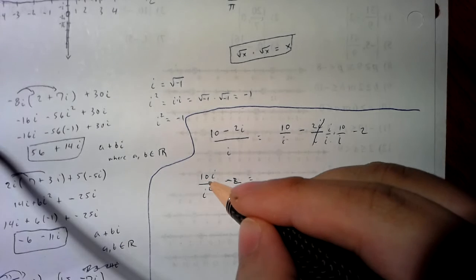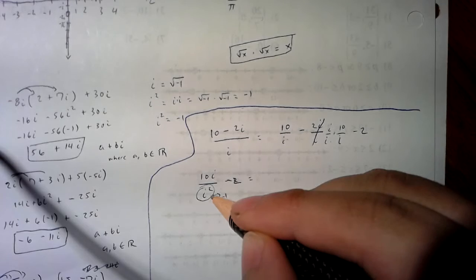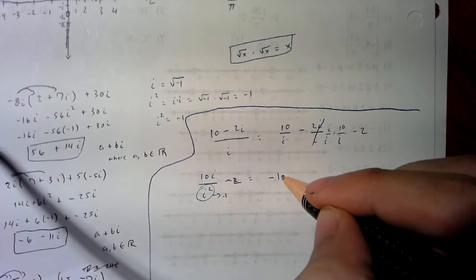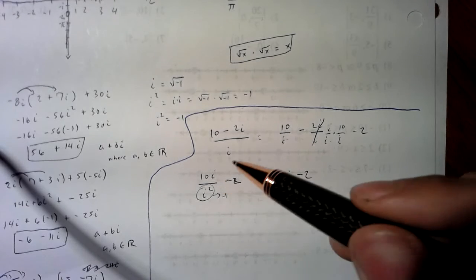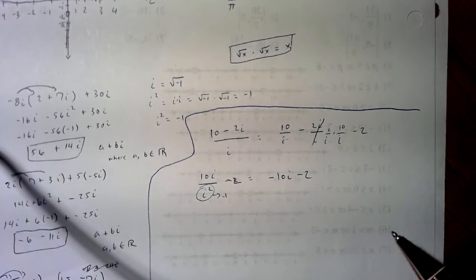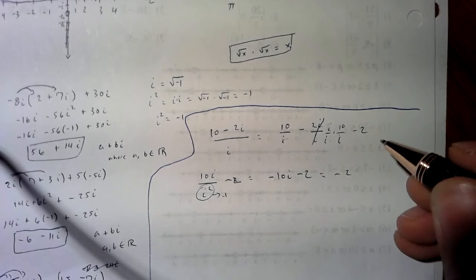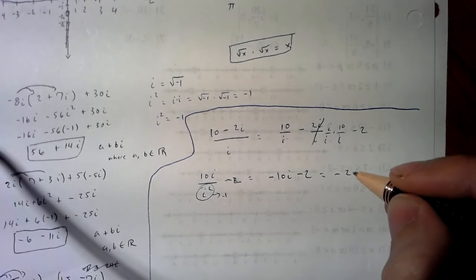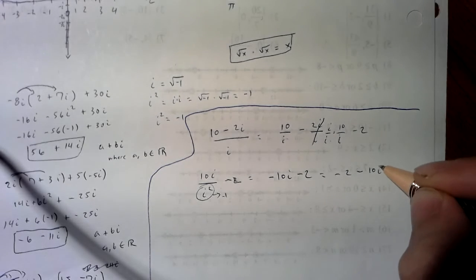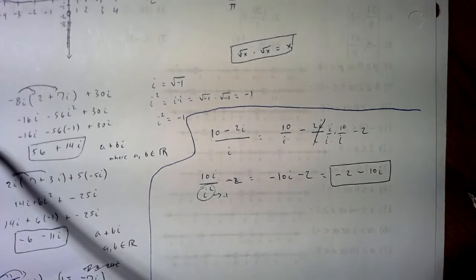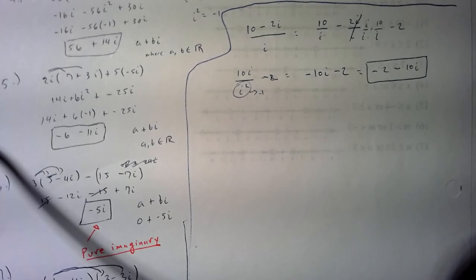So we have 10i over i squared. Remember that i squared is just negative 1. So this turns into negative 10i minus 2, because 10i divided by negative 1 is just negative 10i. And then you can rewrite this in that standard form, where you have the a in front and then the bi. So minus 2, minus 10i. All right, so that's how you work with complex numbers that involve division.